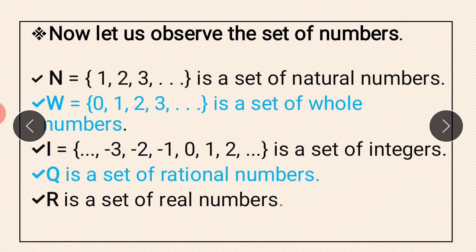Now let us observe the sets of numbers. You know that N, which is the set of natural numbers, N is equal to, in curly brackets, 1, 2, 3, and so on. W, in curly brackets, 0, 1, 2, 3 and so on, is the set of whole numbers. I is the set of integers. Q is the set of rational numbers and R is the set of real numbers.